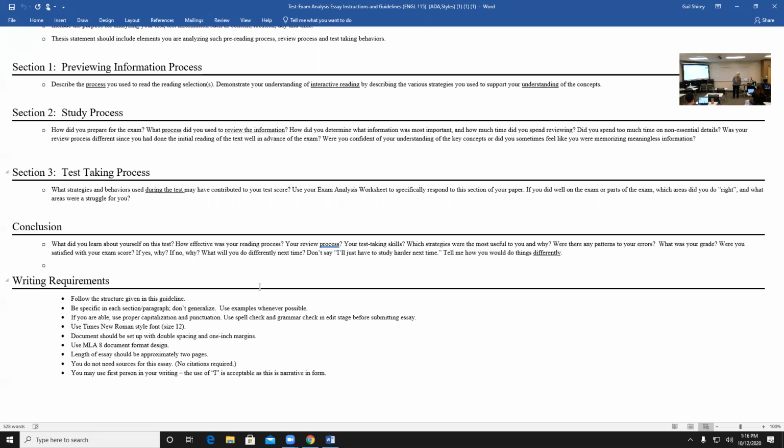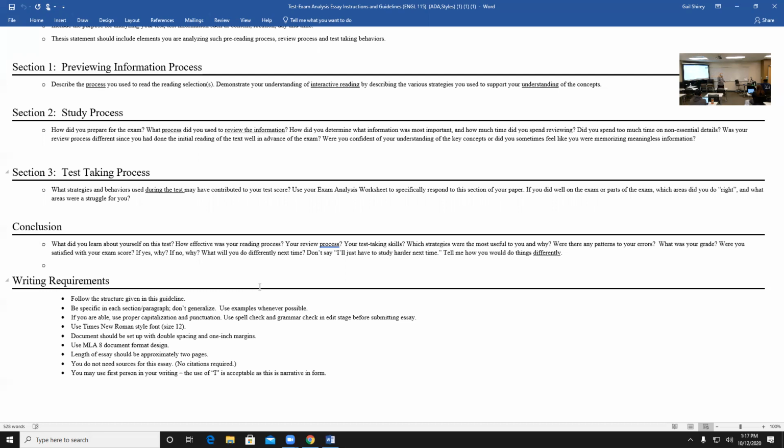Okay? And then you need to use Times New Roman style font, size 12. You need to use double spacing, 1-inch margins, MLA document format design. I'm going to demonstrate that with you today. The length, how long is it going to be? Approximately, it's going to be 2 pages.